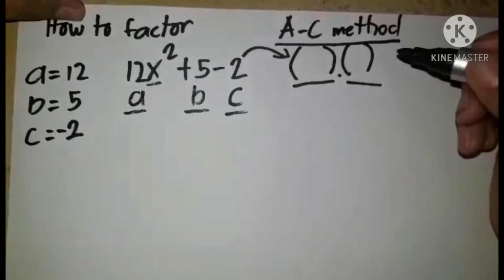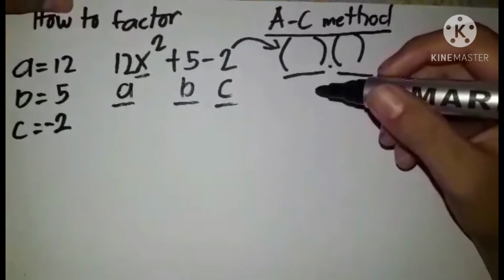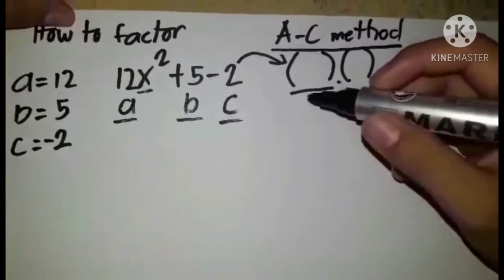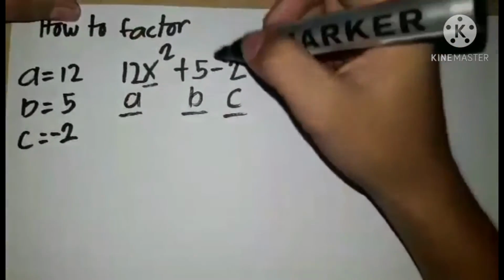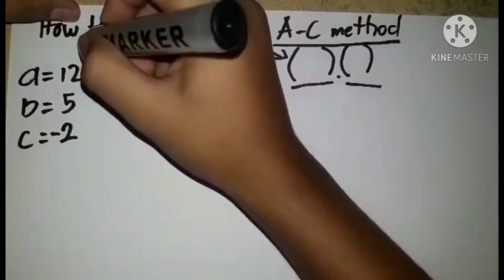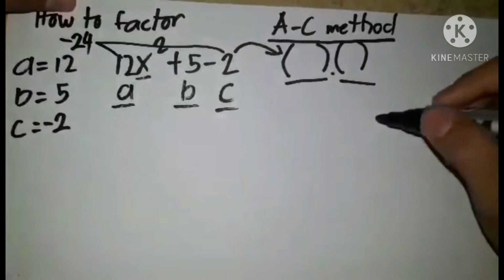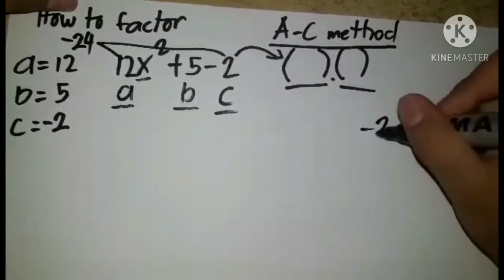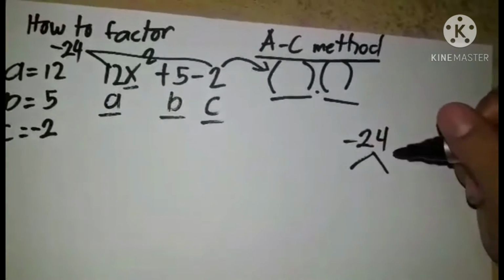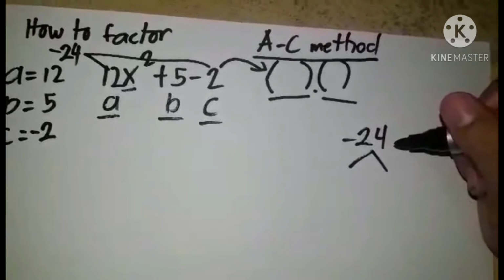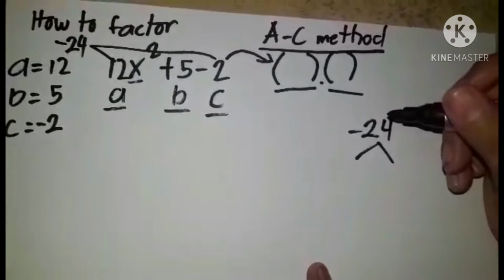The reason we call it the AC method is because we multiply a and c. So what's 12 times negative 2? Yes, that's negative 24. What we're trying to do here is find two numbers that multiply together to get negative 24, but when you combine them, you get plus 5.